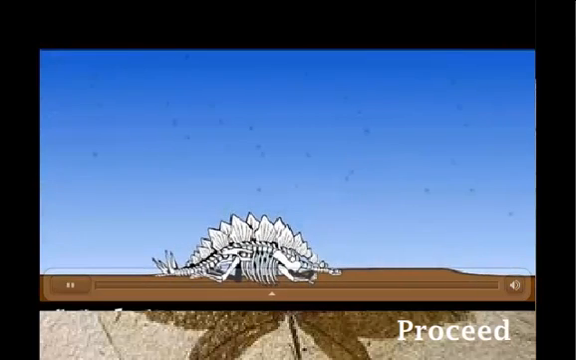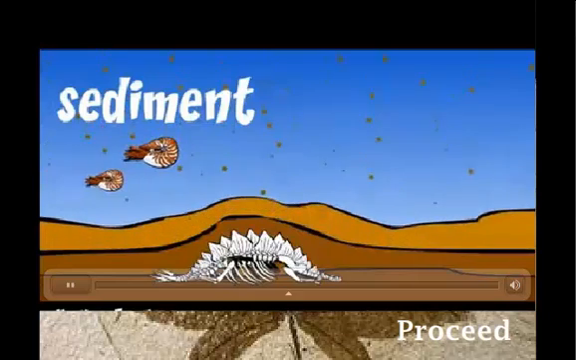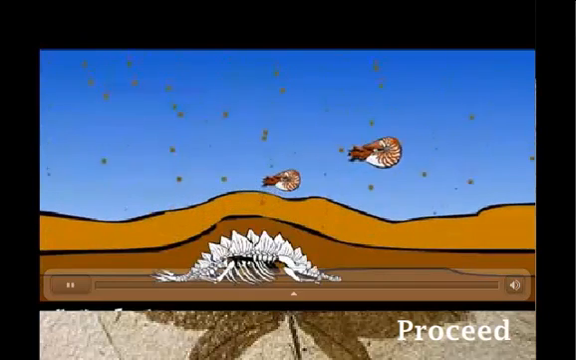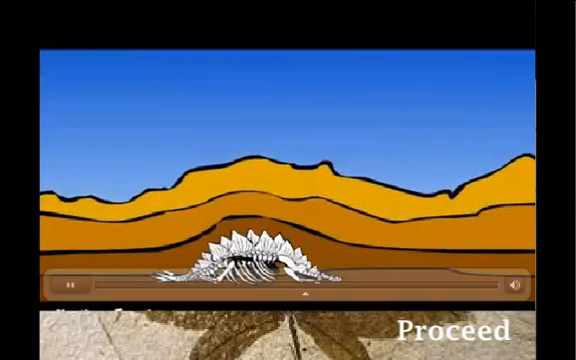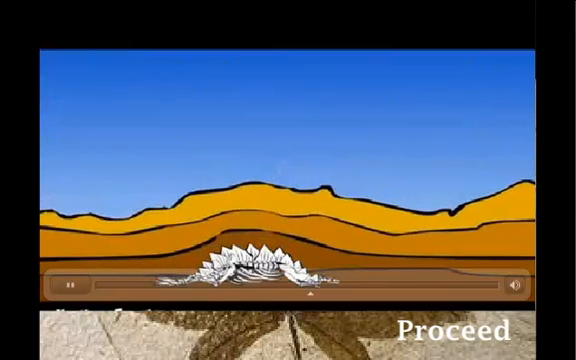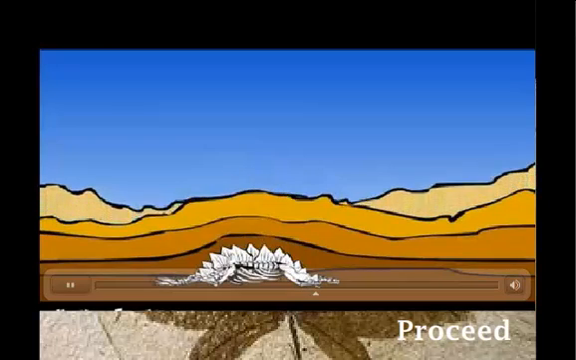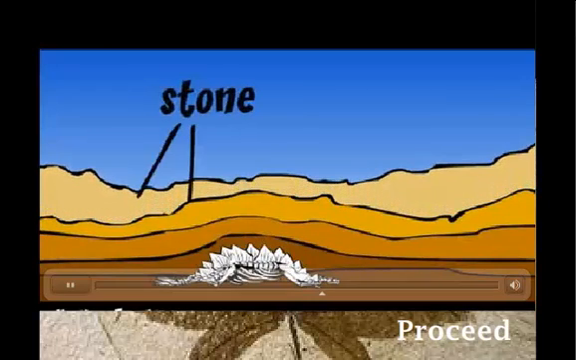Mud and sand, called sediment, cover the skeleton over many years. More layers of sediment fall on the skeleton. Over time, the floor of the river sinks from the weight of the sediment. The lower layers of soft mud and sand are pressed into hard rock. Now the skeleton is completely surrounded by compressed stone.